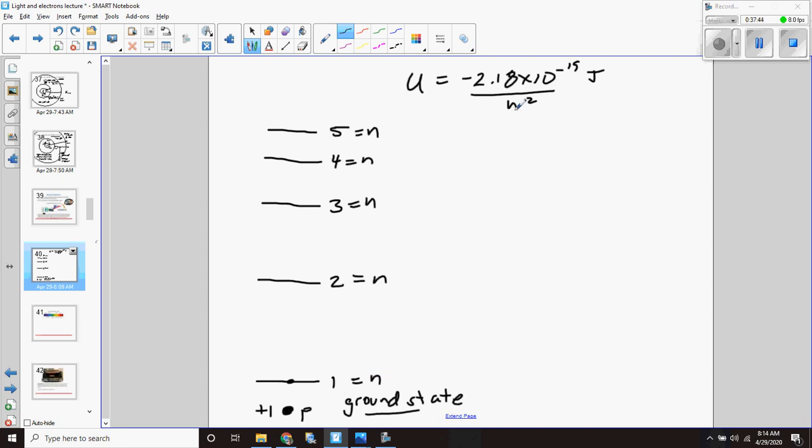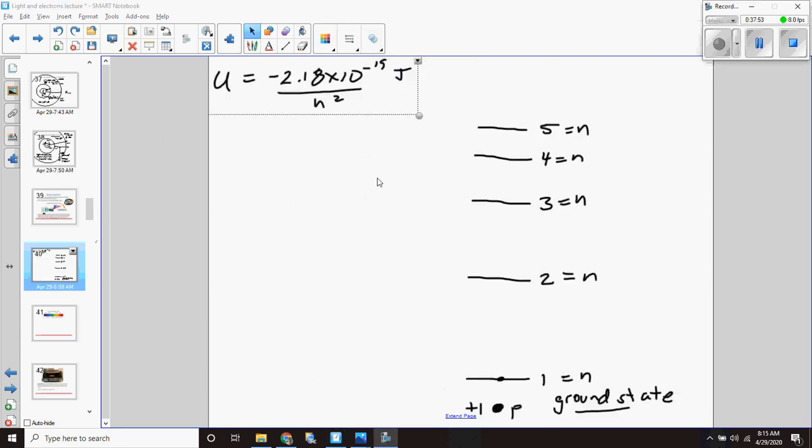If you plug 1 in here, you just plug 1 squared in, and you're going to get U equals this. So let me rearrange this a little bit. All I did is drag this over, so I have enough room to write the answers in here. So the energy for the first shell is negative 2.18 times 10 to the negative 19 joules. So in other words, if the electron is in the first shell, it has this much attractive energy holding it to the nucleus. Okay, now let's do the second shell.